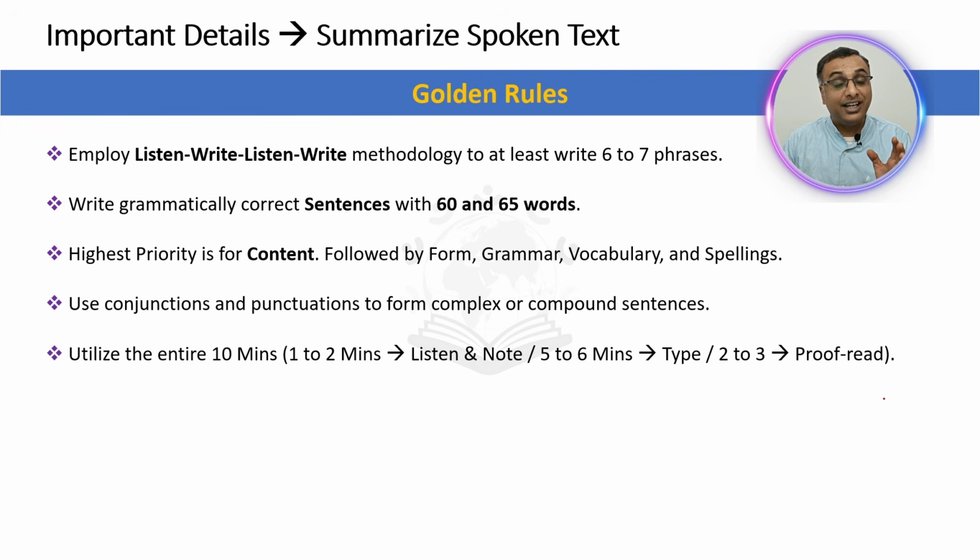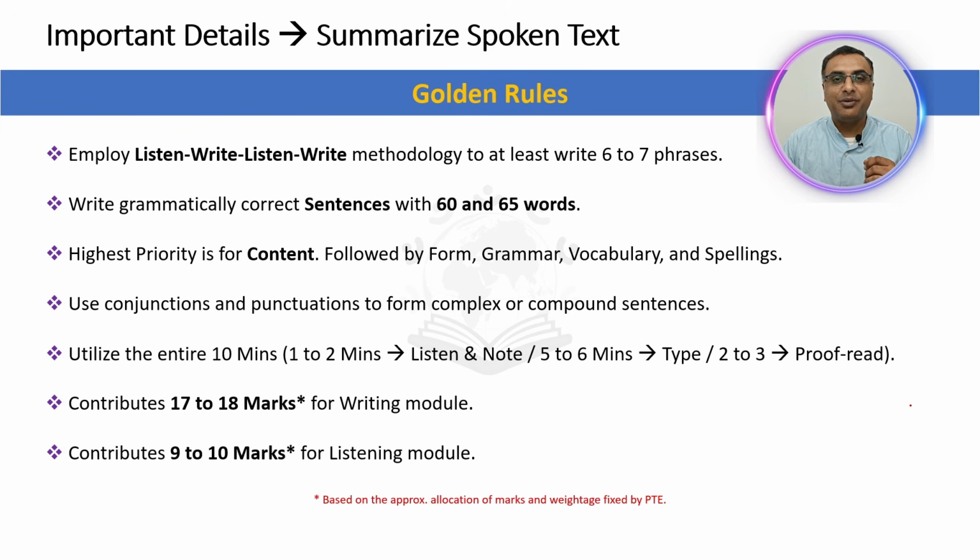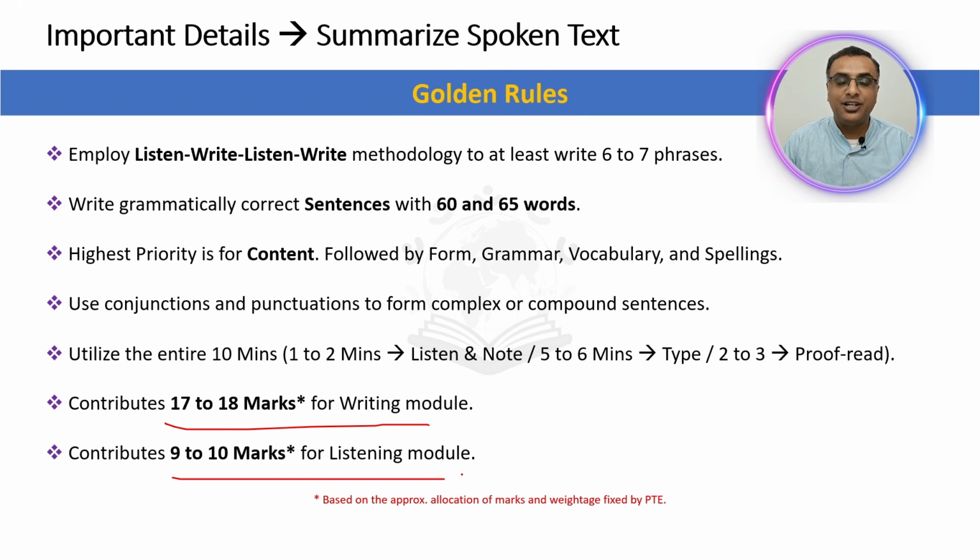Next, utilize the entire 10 minutes. For about 1 to 2 minutes, you will have to listen to the audio and then take down notes as well. In the next 5 to 6 minutes, type your response. And in the last 2 to 3 minutes, make sure to proofread your response for errors like spelling, grammar, vocabulary, and content as well. Coming to the last golden rule of summarize spoken text, which is related to marks. It contributes about 17 to 18 marks for the writing module and 9 to 10 marks for your listening module. Reason being, it is an integrated task.